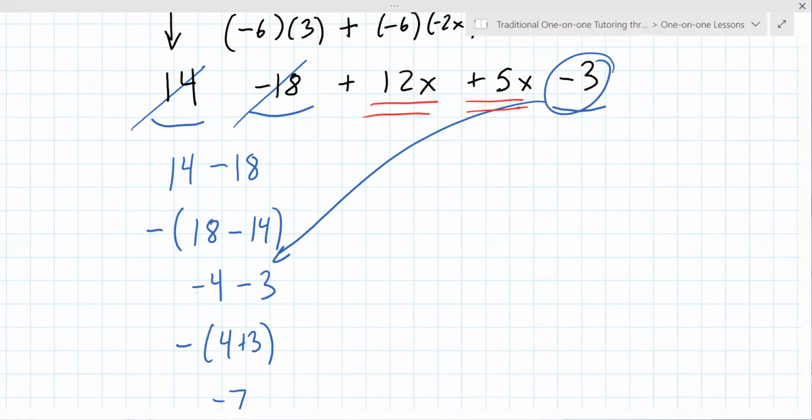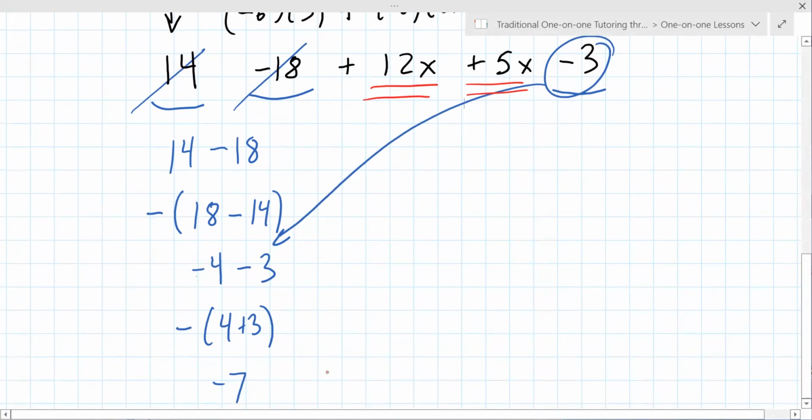So next, the next thing to combine is the 12x, positive 12x, and the positive 5x. When they're both positive, usually that's the best case for most students. You just add the numbers together and keep the x's. So it's plus 17x. And that's the answer.